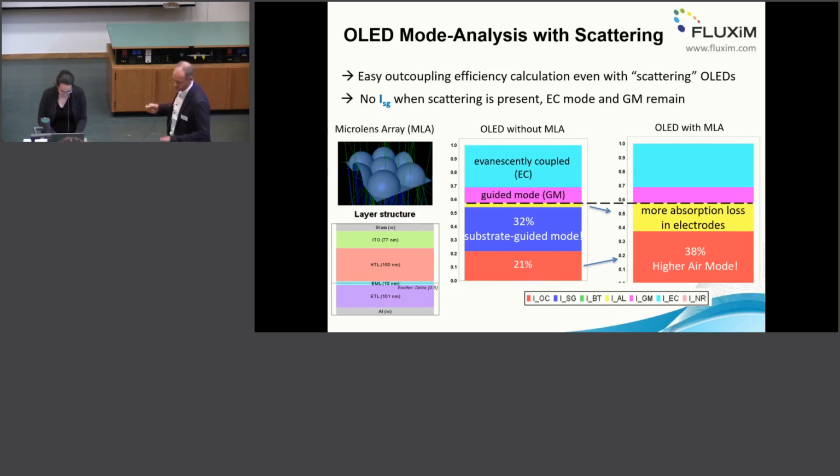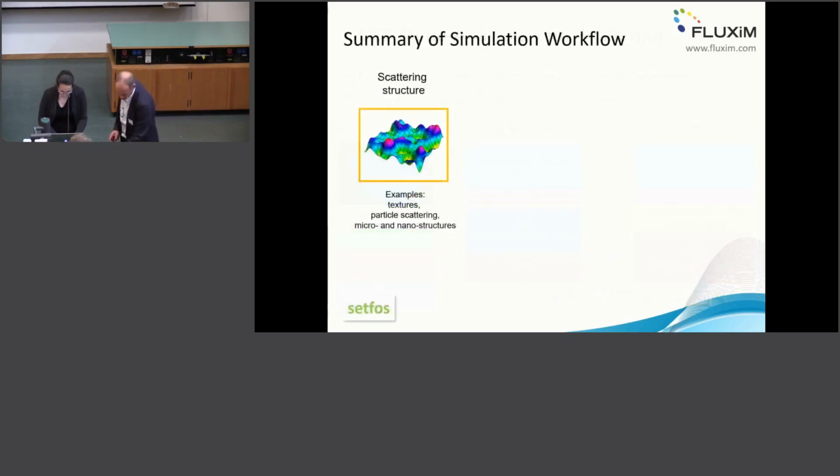And that's the reason why for OLED lighting applications, you could simply laminate an external micro lens array. The guided modes and the evanescent coupled modes are still the same, but due to the light scattering, you also increase the absorption losses, because light will bounce back and forth a lot more, and then you also have more absorption losses. And this is a summary slide of the optics workflow.